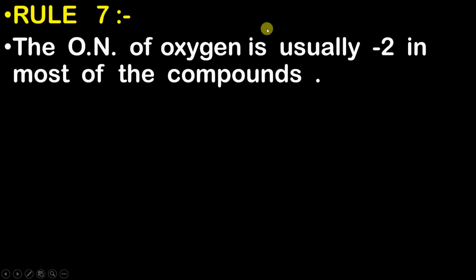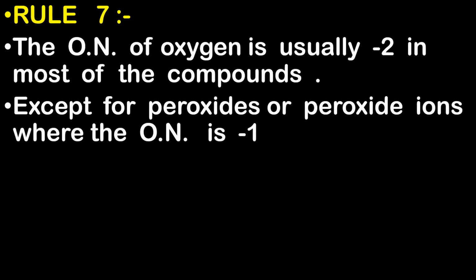The oxidation number of oxygen is usually minus 2 in most of the compounds. I repeat myself again. The oxidation number of oxygen is usually minus 2 in most of the compounds. But there are certain exceptions, except for peroxides or peroxide ions, where the oxidation number is minus 1.